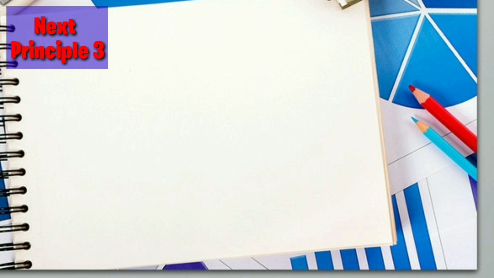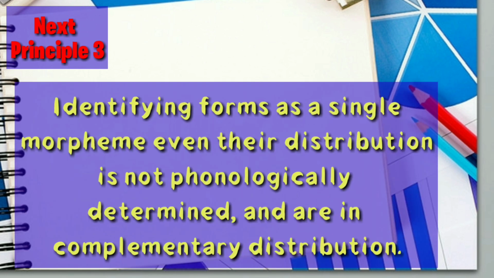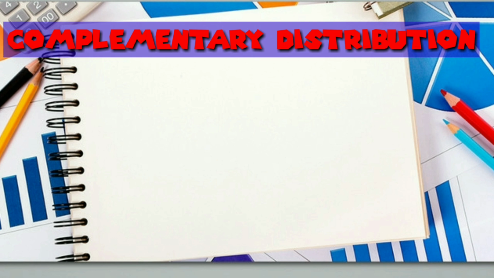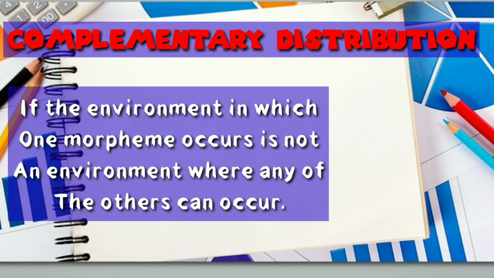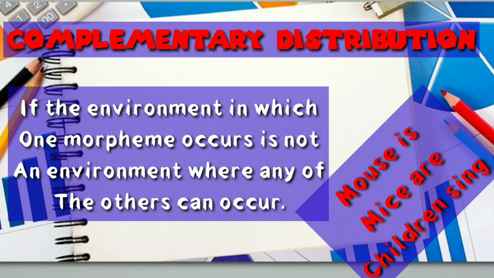Next is principle 3. Identifying forms as a single morpheme, even if their distribution is not phonologically determined, and they are in complementary distribution. Complementary distribution: the environment in which one morpheme occurs is not an environment where any of the others can occur. This is the same as subject-verb agreement. You can see the example, mouse, so we use is, not are. And then children, we use verb 1, sing, so we don't use verb with s in present tense.